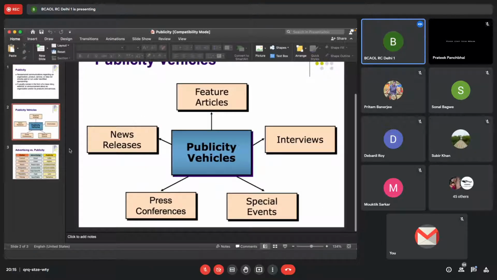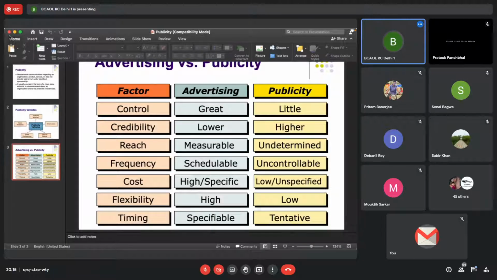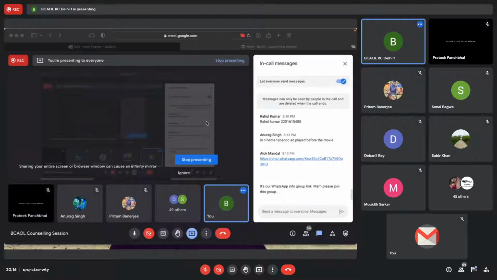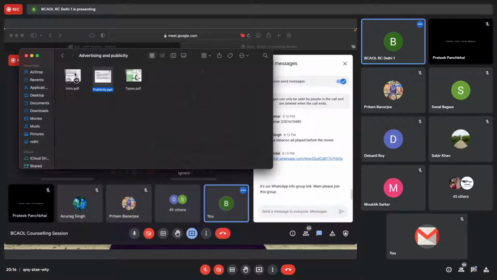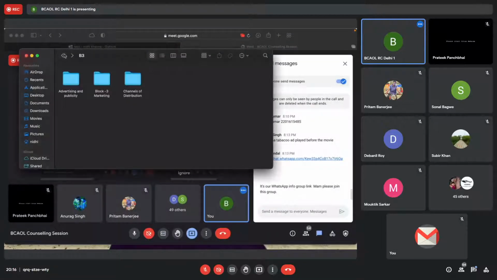You can go through this difference, and you can also read the difference in your notes. It's very simple. This is done, so advertisement is done.